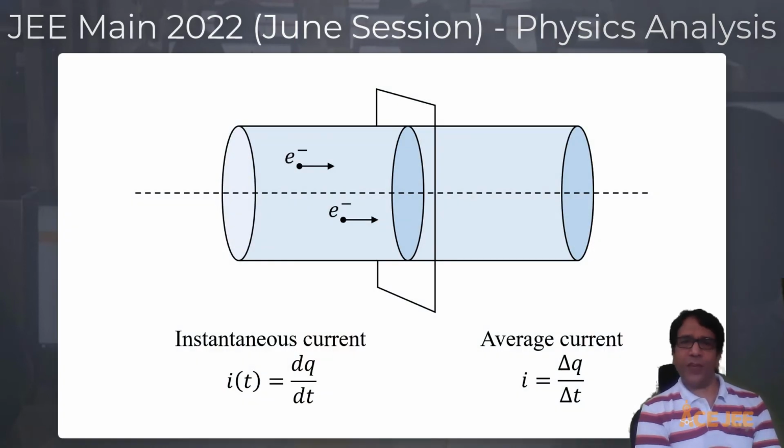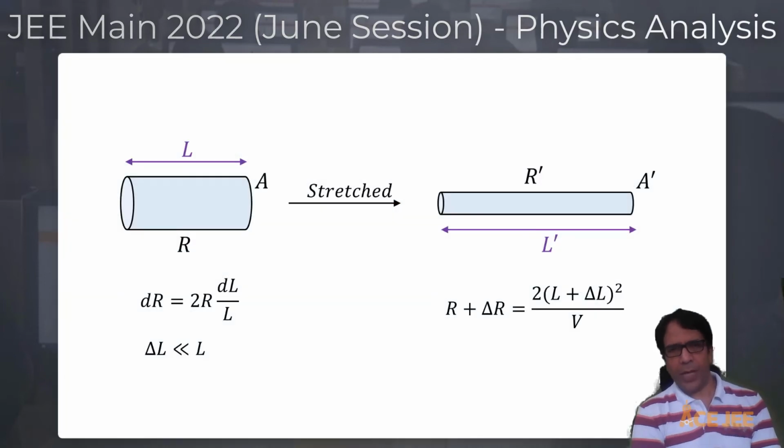Now there were some fairly simple, straightforward questions where you had to determine the current in certain section of the conductor with circular cross section. Okay. Now moving on, in the next one, you were given a resistance, given a wire, and the wire was stretched, and you were asked to determine the change in the resistance due to the stretching.